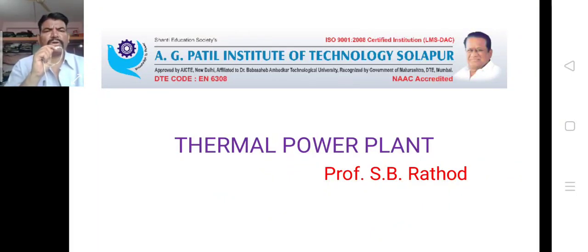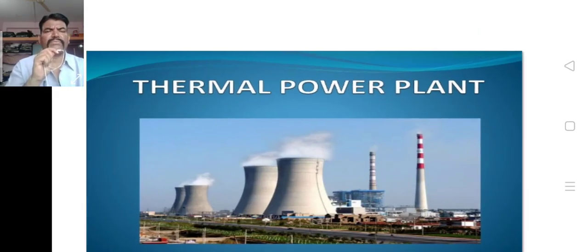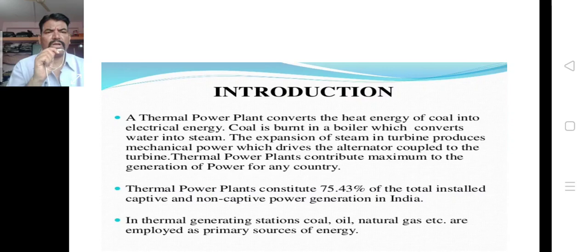Now I am going to deliver on the topic of thermal power plant. This is the view of thermal power plant. This is the big diameter structure, you can see, that is called the cooling towers, and the tall structures are called chimneys. Chimneys are around 150 meters in height.